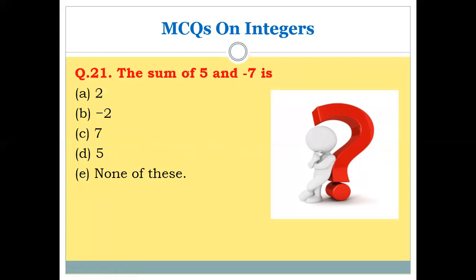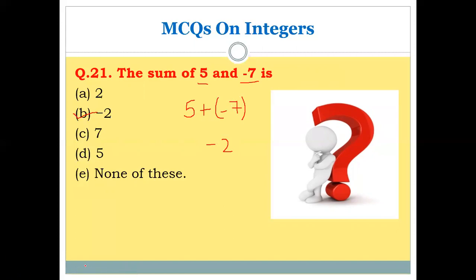Now next we have the sum of 5 and minus 7. This is positive value and this is negative value. Whenever we add a positive integer with a negative integer, we always do subtraction. So we have the subtraction of 5 and 7. It is minus 2, because the absolute value of minus 7 is more than the absolute value of plus 5. So it takes the sign of minus 7, that is minus. So minus 2 is the correct answer, B option.